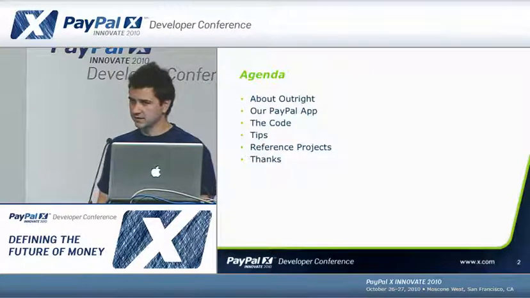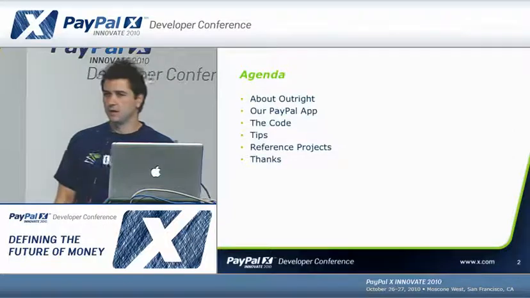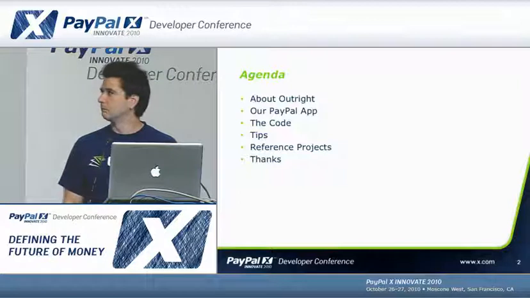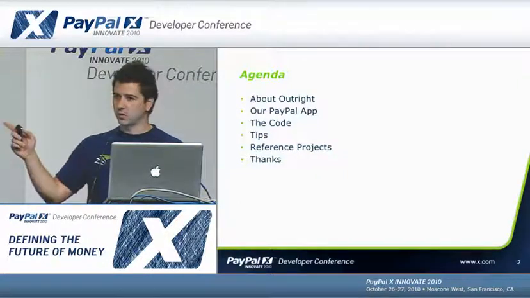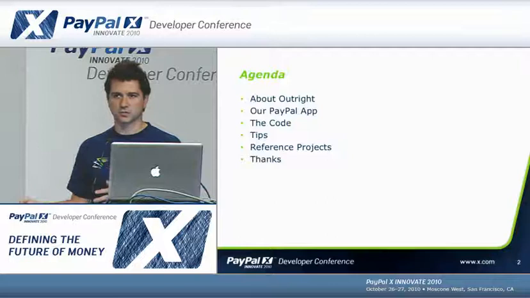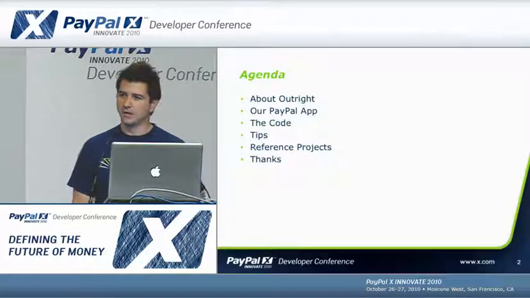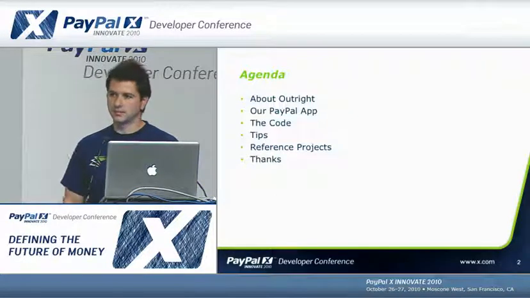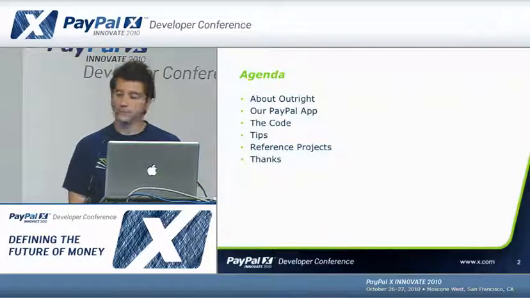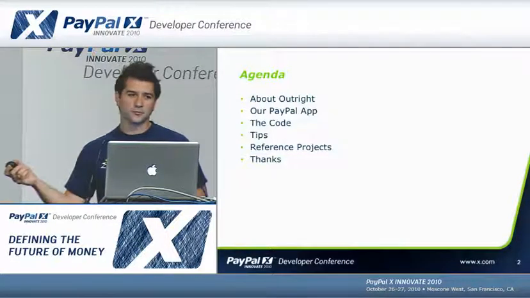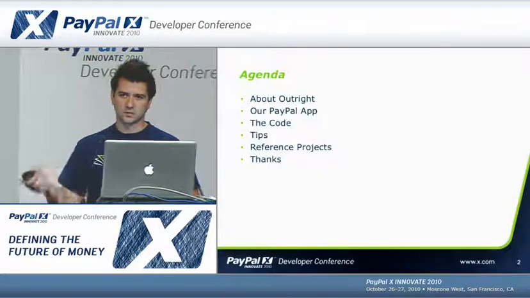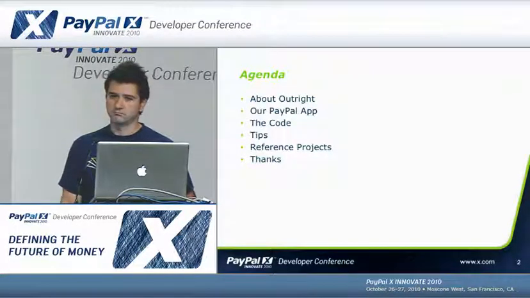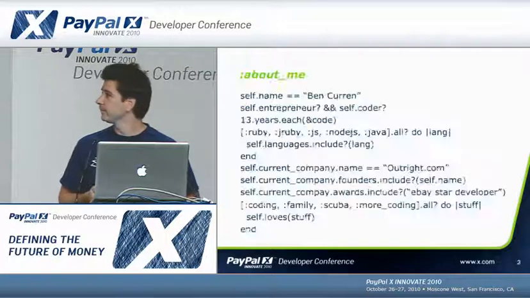So pretty much the agenda is going to be a little bit about Outright. It's going to be talking about our PayPal embedded app, or PayPal app. It'll be going through the code that we wrote, the specific Open Social code that put our app inside of PayPal, and it's all open sourced. And then I'm going to go through a couple of tips that we found when developing the app. A couple interesting reference projects if you are looking for open source HTML gadgets or URL gadgets that you're interested in looking at, and then just some thanks to people who helped us.